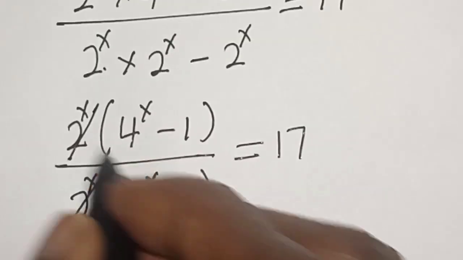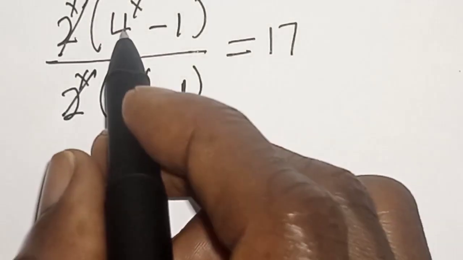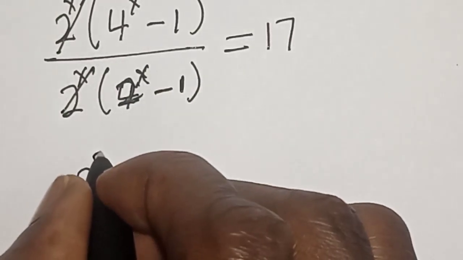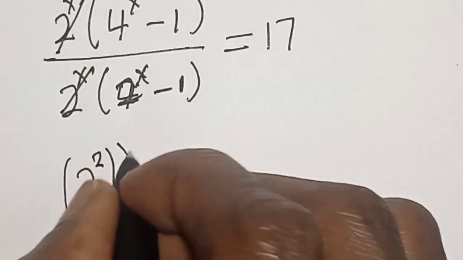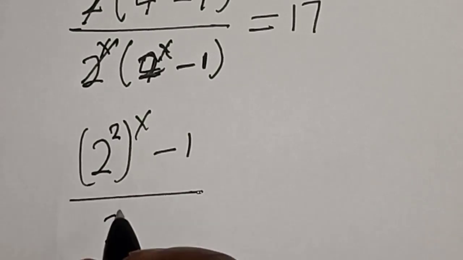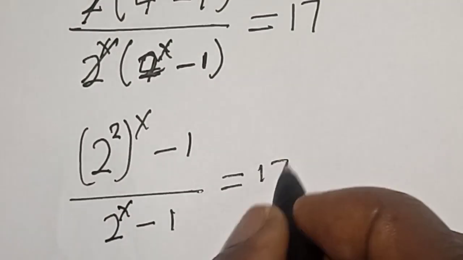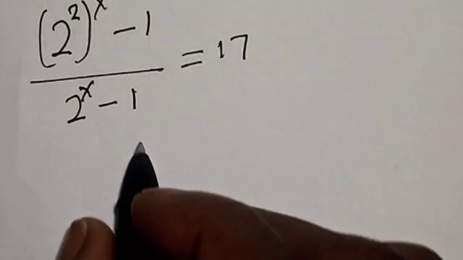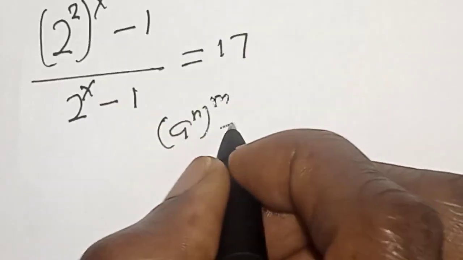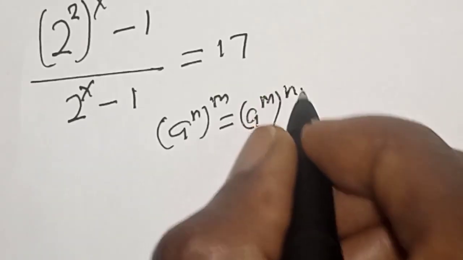This one will cancel this. For the numerator, 4 raised to power s is the same thing as 2 square raised to power s, minus 1, divided by 2 raised to power s minus 1, is equal to 17. If you have a raised to power n raised to power m, this is equal to a raised to power m raised to power n.